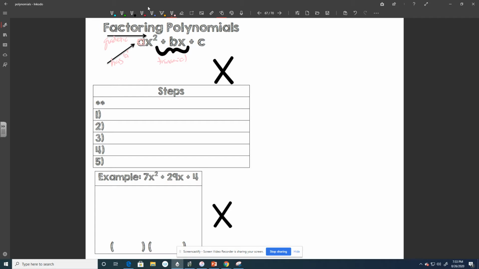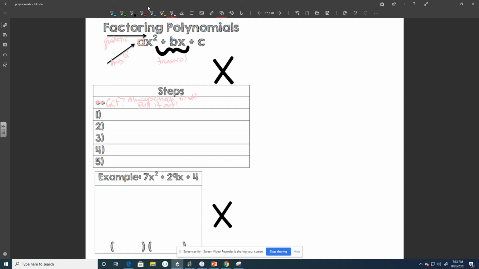Step one, actually before step one, I have these little asterisks here because before you do anything else on these trinomials, now that we have something in front of x squared, the first thing I need you to do is check for a greatest common factor. Always check first. Because if there is a greatest common factor in all of your terms, pull it out. It's going to make factoring a lot simpler.